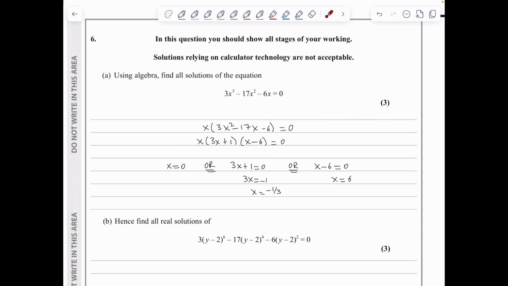In part B, we're asked to hence find all real solutions of this equation here. There is clearly a connection with part A, and we notice that x becomes y minus 2 all squared, and similarly x squared with y minus 2 raised to the power of 4, and x cubed becoming y minus 2 to the power of 6.